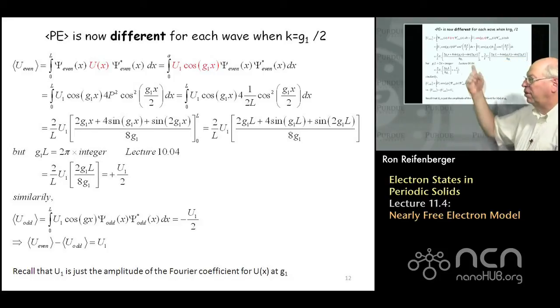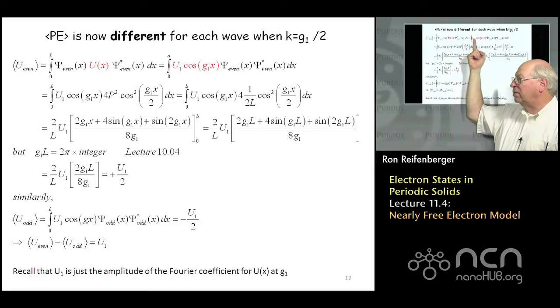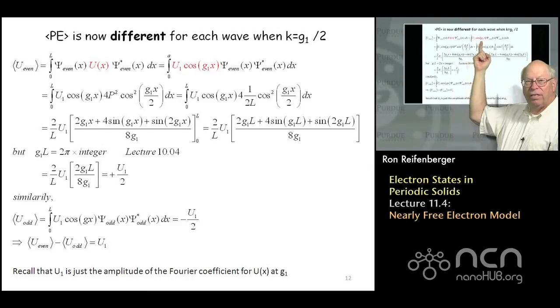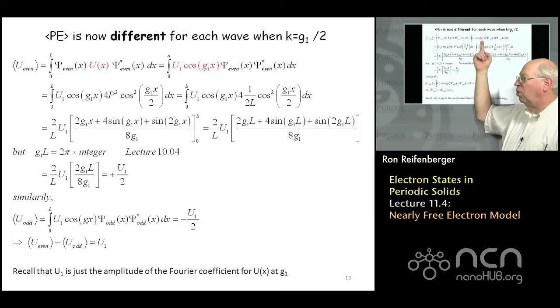And so we have to go back to our understanding of quantum mechanics. We have to evaluate the expectation value of U(x), where now U(x) is given by this nearly free electron model that takes the interaction potential energy and represents it as a single sinusoidal wave with a periodicity of G1 and an amplitude of U1. And so we have to now evaluate this integral for psi even, psi star even.